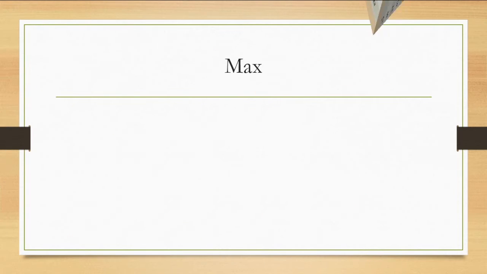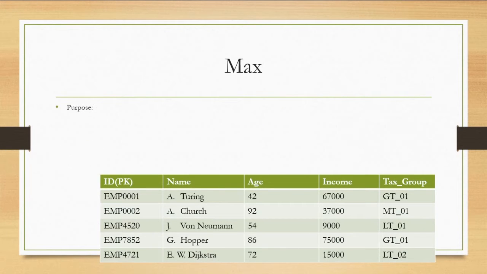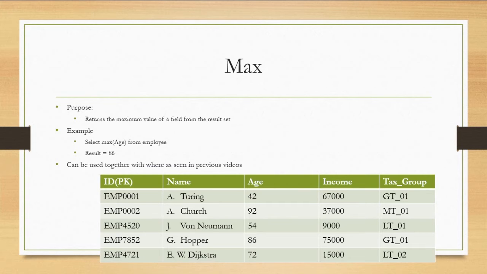Let's look at max. The purpose: it returns the maximum value of a field from a result set. For example, select max age from employee. If we look at the ages, we will notice that the result will be 86. That is our eldest age in employee. Again, it can be used together with where, as seen in previous videos. Max has not been explicitly used, but can be used the same as count.